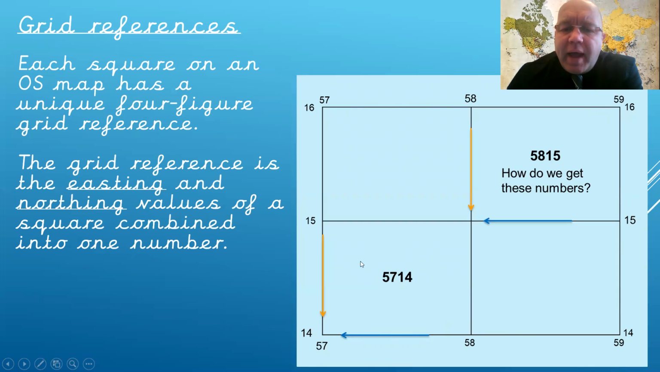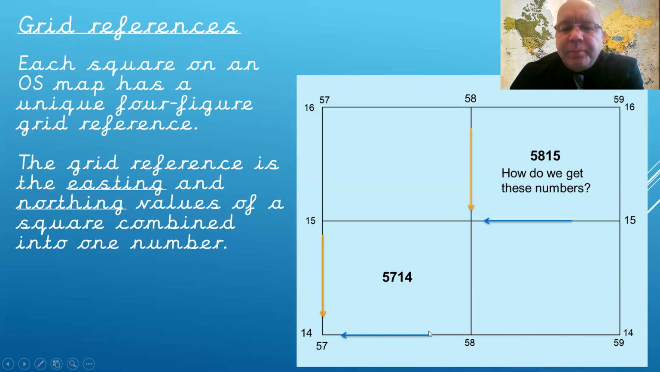And this square here has got the grid reference 5714. The reason it is 5714 is because we look along the bottom, which is the easting number. Remember, we've got east to west and we've got north to south. So we've got the easting number and we're in square 57. If we cross the line there, we would enter square 58, but we're not. We're in this one here.